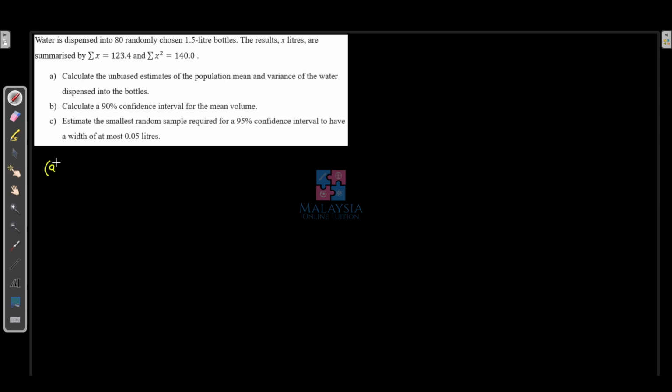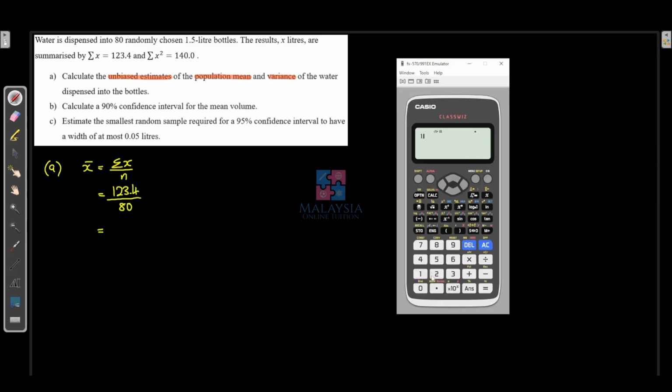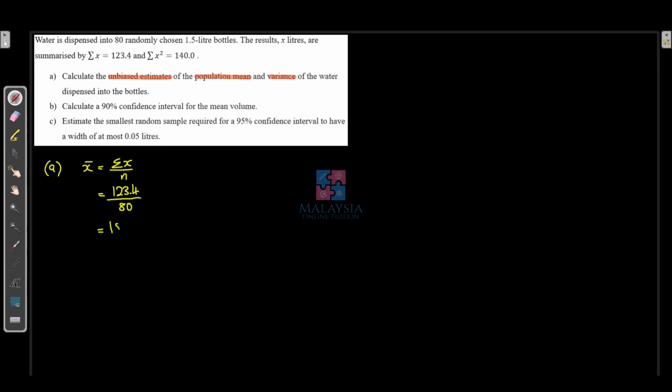For part A, unbiased estimates of the population mean and variance, you can find the formula in MF19. It is provided, so you don't have to memorize. So for the unbiased estimate of the population mean, that is X bar equals summation of X divided by N. So summation of X is 123.4 and N is 80. So just calculate 123.4 divided by 80. So we get 1.5425 liters.